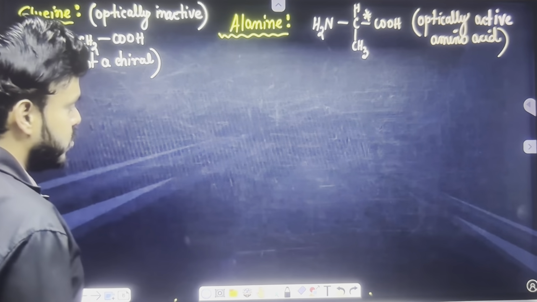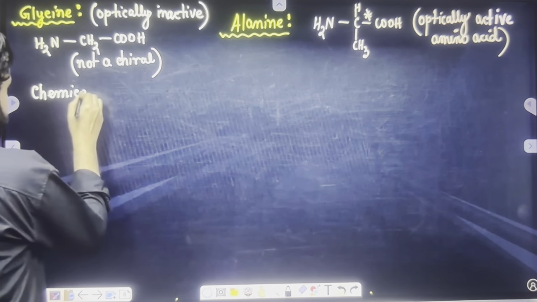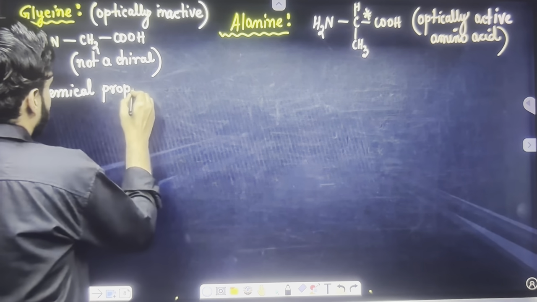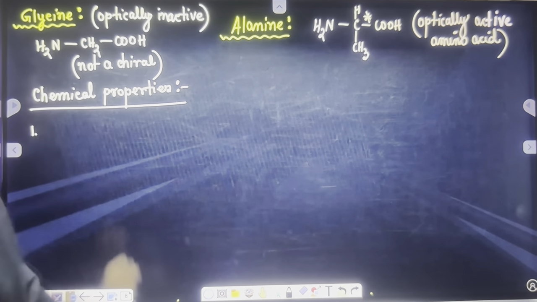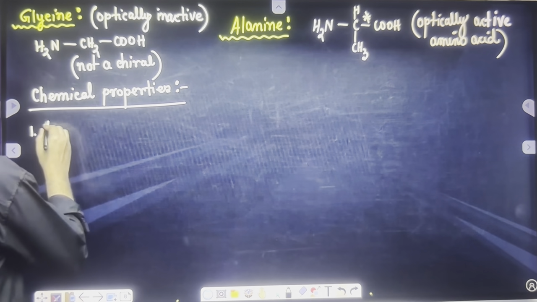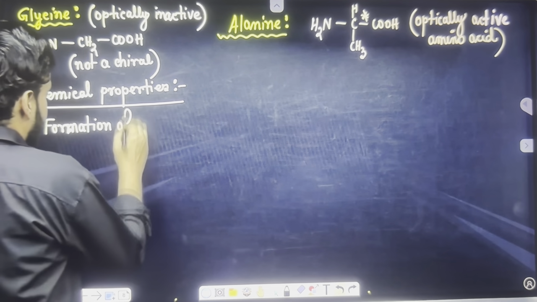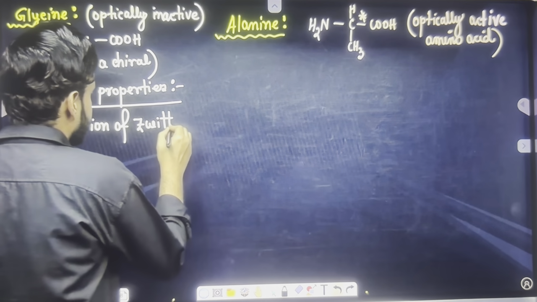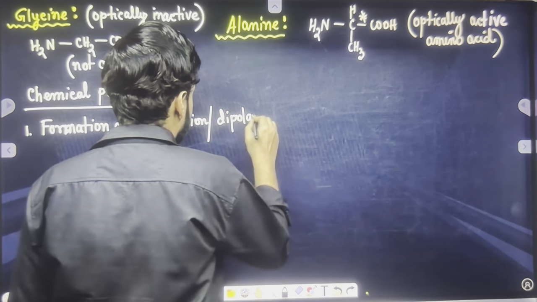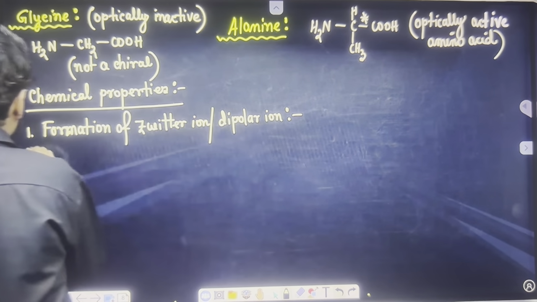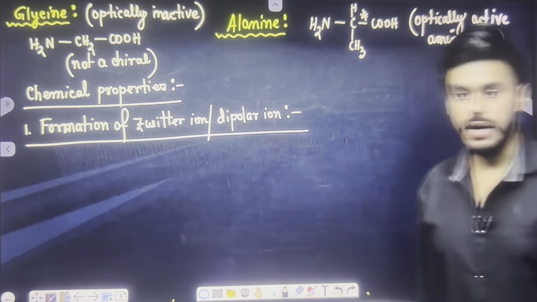Okay, so let's move to some interesting chemical properties of amino acids. I'm writing the chemical properties of amino acids. The most important few chemical properties of amino acids we will write now. The first chemical property of amino acids is the formation of Zwitter ion, or the dipolar ion.